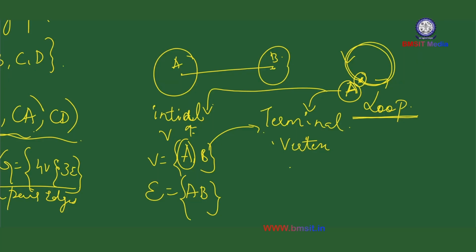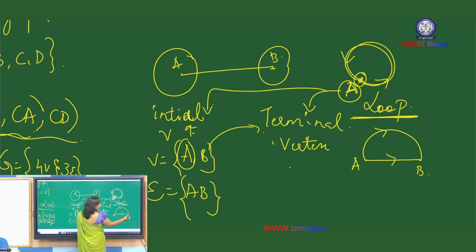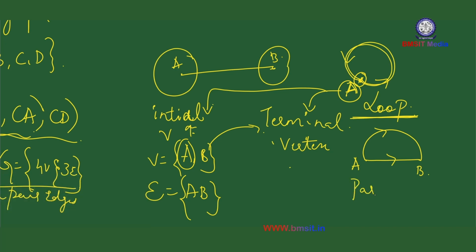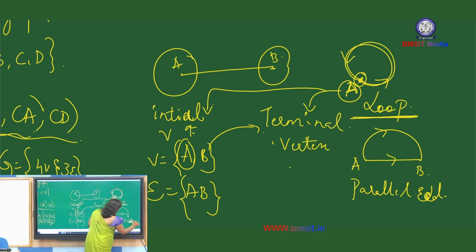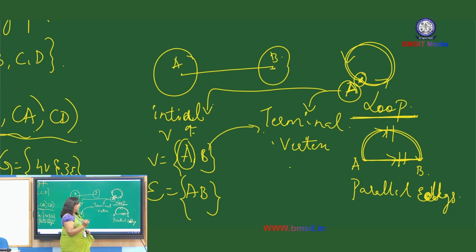And next, I can have it like A to B with an arrow mark, and we have another vertex, that is B. So this is called parallel edges. A is a vertex, B is a vertex, with a direction. It says that from A to B, one edge we have. At the same point, we have one more edge. So I can say that these two edges are parallel to each other. Such things we call parallel edges.